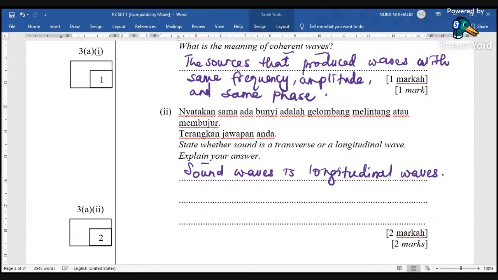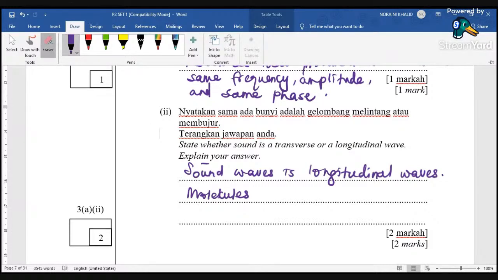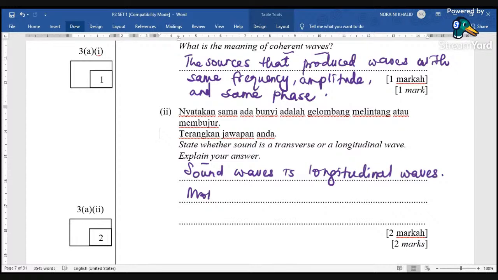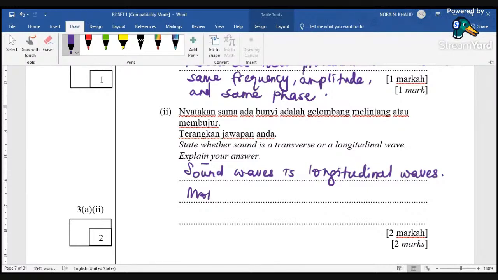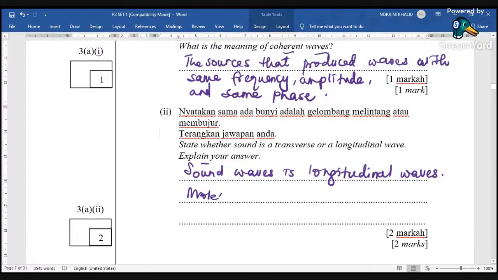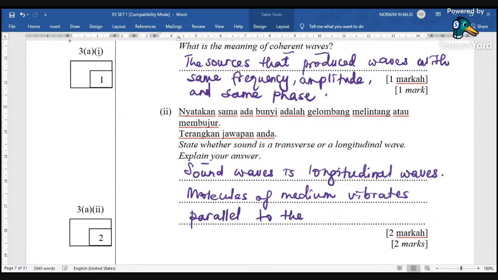Okay, explain. Molecules of medium vibrate parallel to the direction of the sound wave, because you can see a sound wave needs a medium to travel.